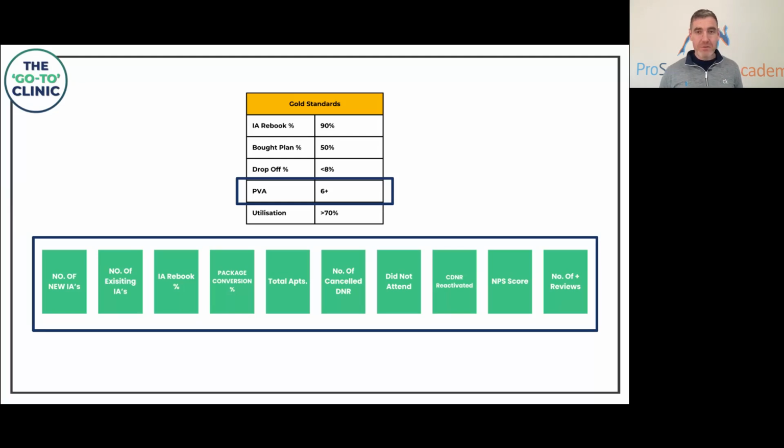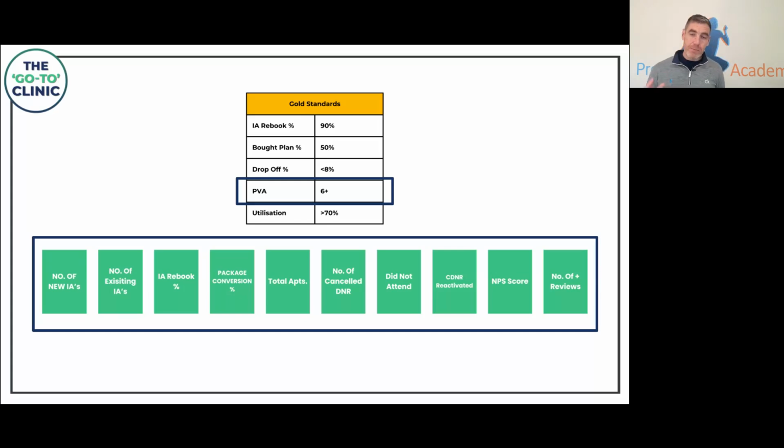Now, the patient visit average is a very, very important metric in the Go-To Clinic Head Physio dashboard. And in the past few episodes, we've talked a lot about the value of the Head Physio dashboard. We've talked about some of the other key metrics. But what I want to do today is recap a lot of the other metrics, because they're going to influence your patient visit average.